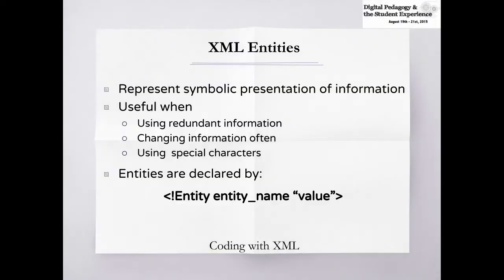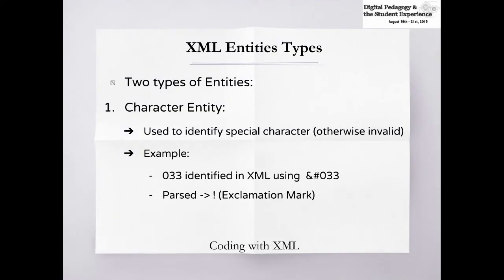Entities represent a symbolic representation of information. It helps in situations where you might be using redundant information or when you know you'll be changing some information often and when you're using special characters. You define an entity using the following declaration. And there are two types of entities. There's a character entity, and these are used to identify special characters that are otherwise invalid or don't appear on your keyboard. For example, if you use this entity, 033, this entity defines the exclamation mark.